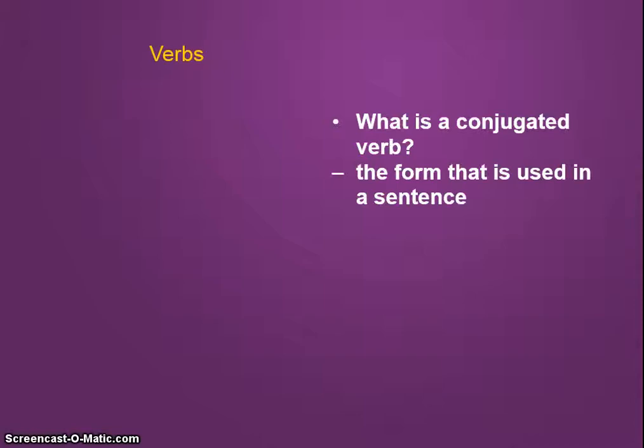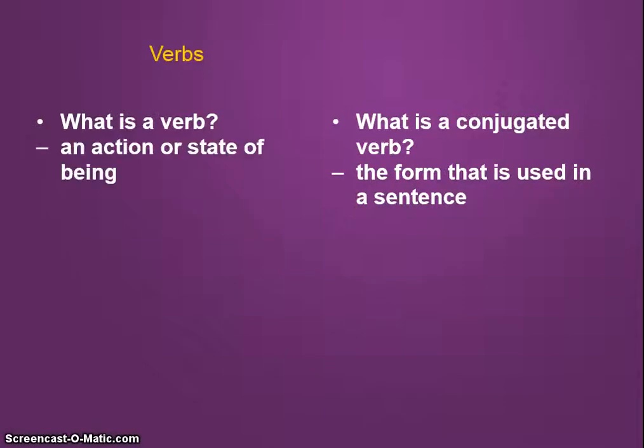You might already know a verb like être. So just to get you more familiar with it, we have a whole new family of verbs that we're going to be learning. So the first question is, what is a conjugated verb? It's the form that is used in a sentence. A verb itself is an action or a state of being.